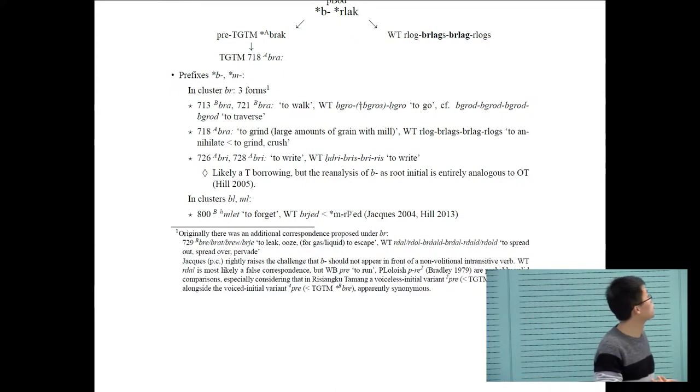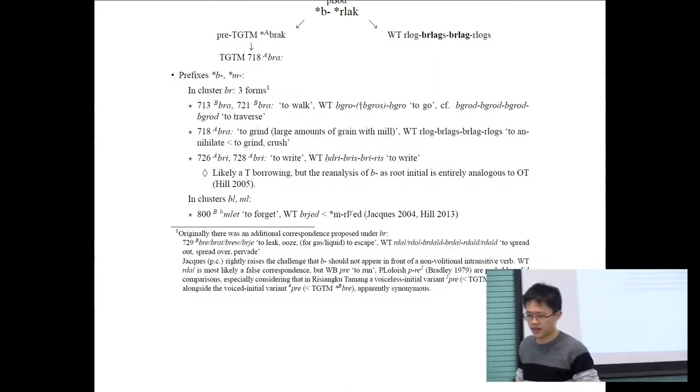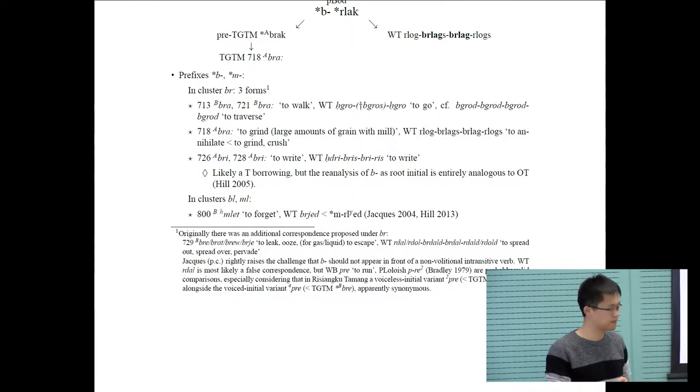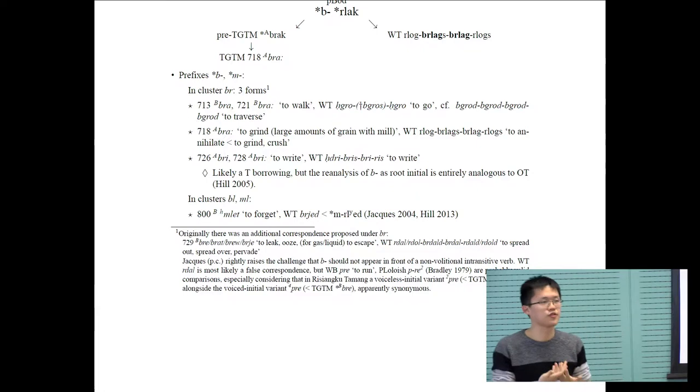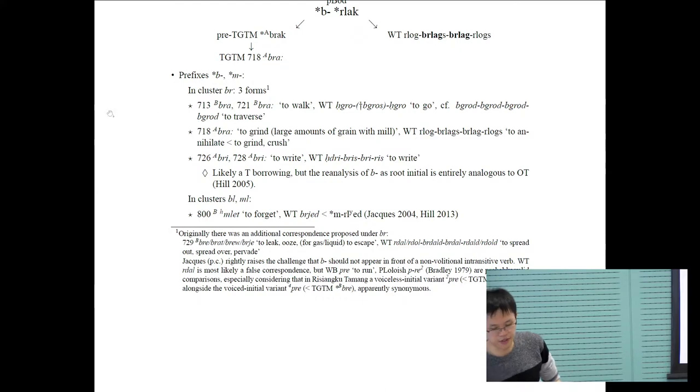So there's also the word to write. Now this has been argued by Nathan, even in written Tibetan, to involve a case of reanalysis of the B prefix in a past stem as the root initial. This word, by virtue of its meaning to write, is likely a Tibetan borrowing into Tamangic. TGTM languages and Tibetan have been in contact with each other mostly through religion and through trade. So it's not surprising we see technological and religious terms being borrowed. But the idea stands nevertheless that there is in fact an entirely analogous reanalysis that happened in Old Tibetan, between Old Tibetan and written Tibetan as well.